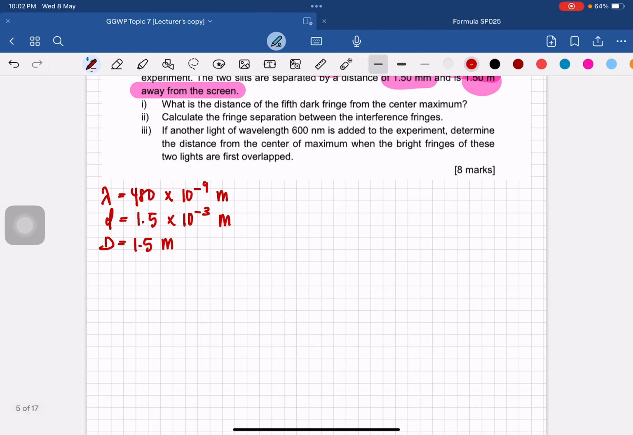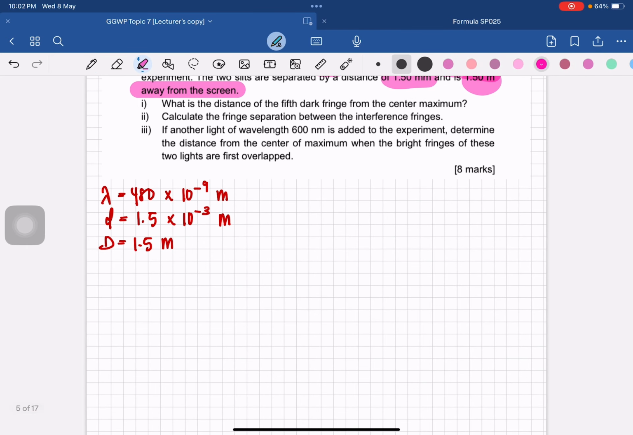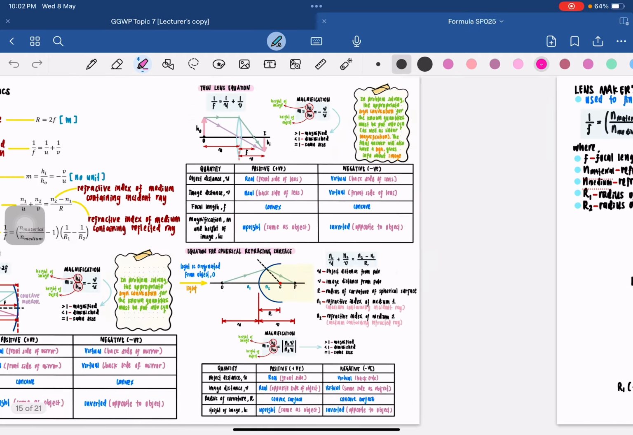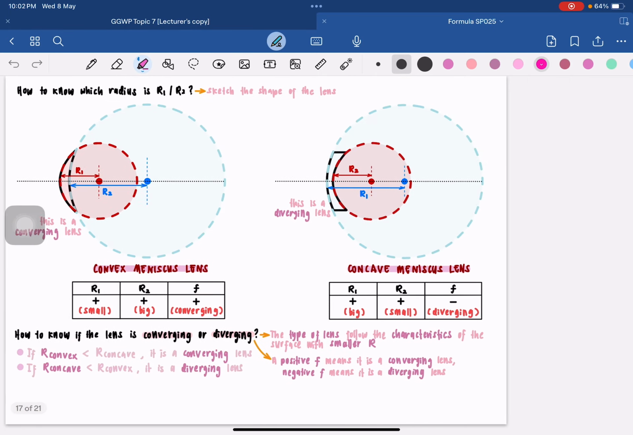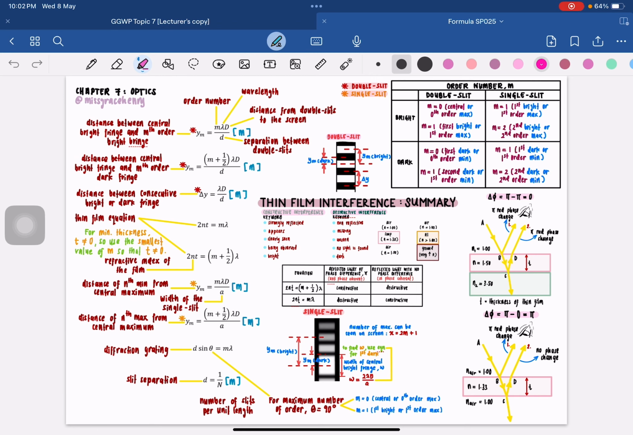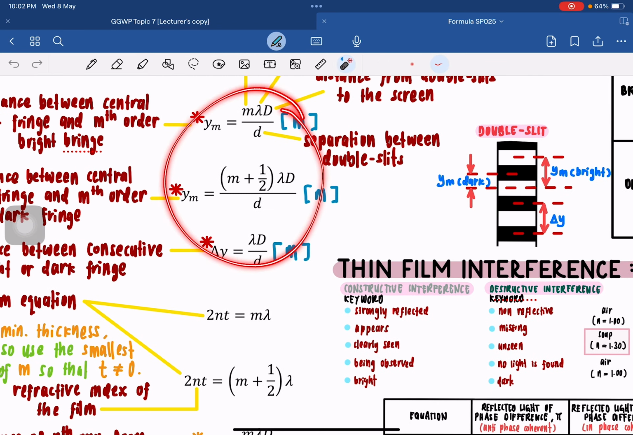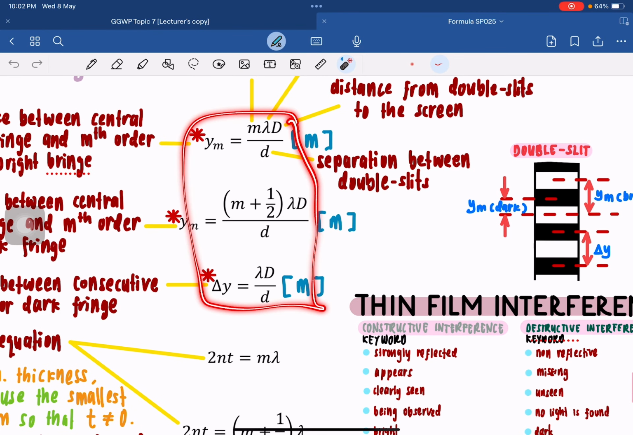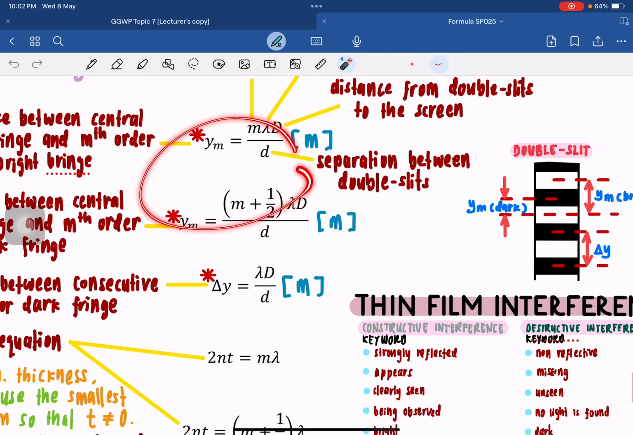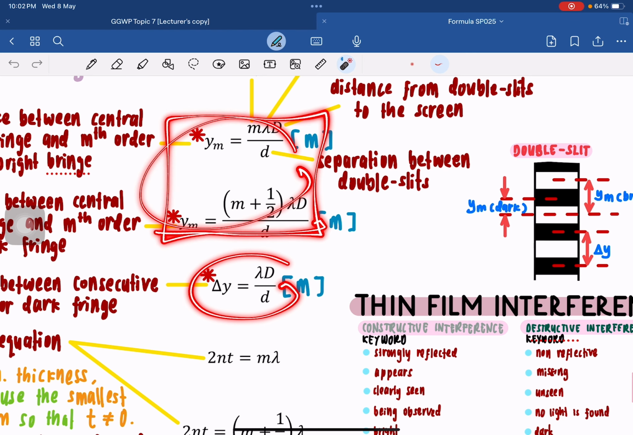So sekarang ni dia tanya, what is the distance of the fifth dark fringe from the center maximum? So if you refer to your formula sheet, we have three formulas untuk si double slit. Okay, so the first three that you see, yang Y, Y, delta Y, these three memang valid untuk double slit experiment saja. So the difference between these, the first two is always measured from the center.